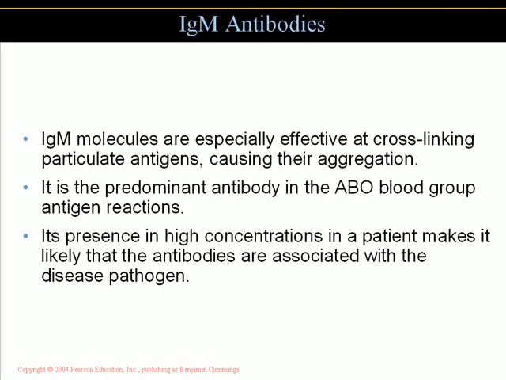IgM molecules are especially effective in cross-linking particular antigens, causing aggregation, causing them to clump together. It is the predominant antibody in the ABO blood group antigen reaction. That, I believe, is a test question. Its presence in high concentration in a patient makes it likely that the antibodies are associated with a disease pathogen. So again, IgM antibodies are the predominant antibody when we see the ABO blood group antigen reaction.